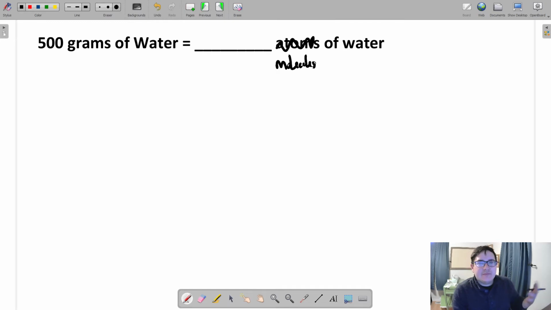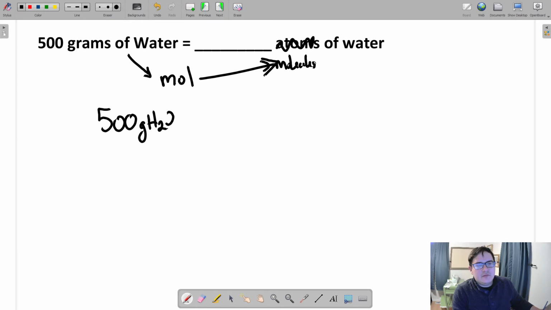Because you can't have atoms of water, because water's not an element. I digress. Okay, we start off with 500 grams, but we can't go straight from grams to molecules. We're going to have to go from grams to moles, and then moles to molecules. So let's try that out. 500 grams of H2O.